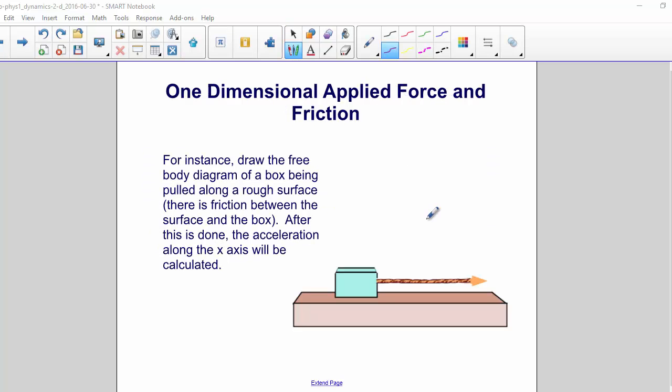For instance, draw the free body diagram of a box being pulled along a rough surface. Here's our box. We have mg down, normal force up. There is a force applied to the right and a force of friction to the left. And the acceleration is expected to be to the right.